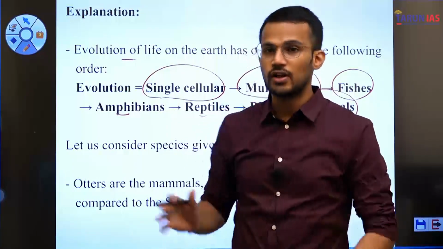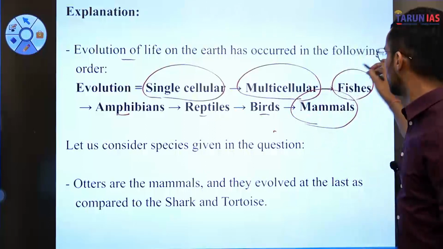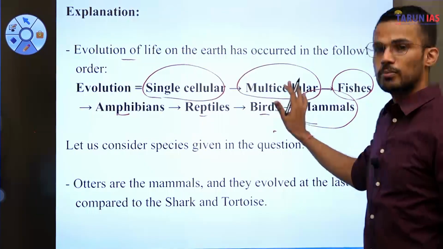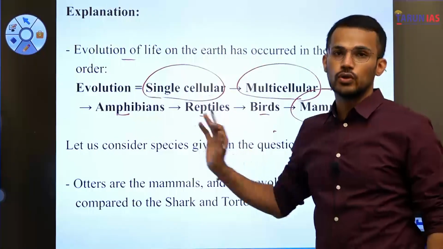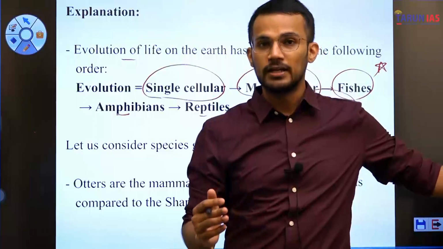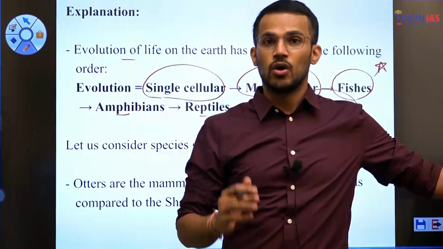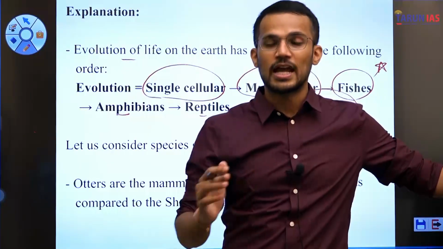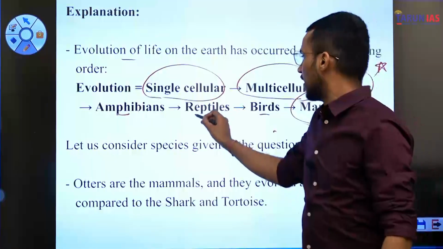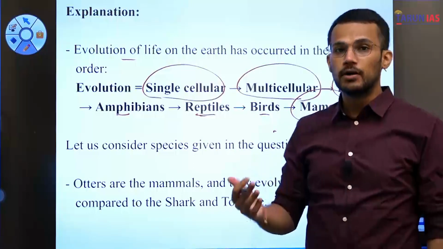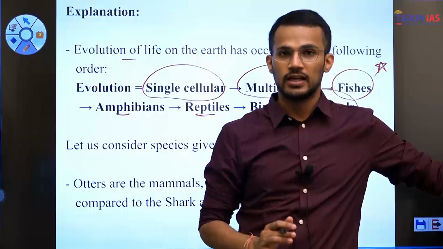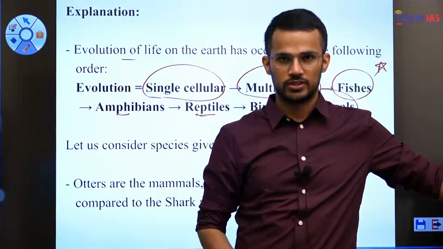Right? So this is the order of evolution and this is very important from your exam's point of view. You should try to remember this order of evolution. Firstly, single cellular organisms, followed by multicellular organisms, followed by fishes in the aquatic ecosystem, then amphibians, then reptiles, then birds, and finally mammals evolved on this earth as a part of the evolution process.